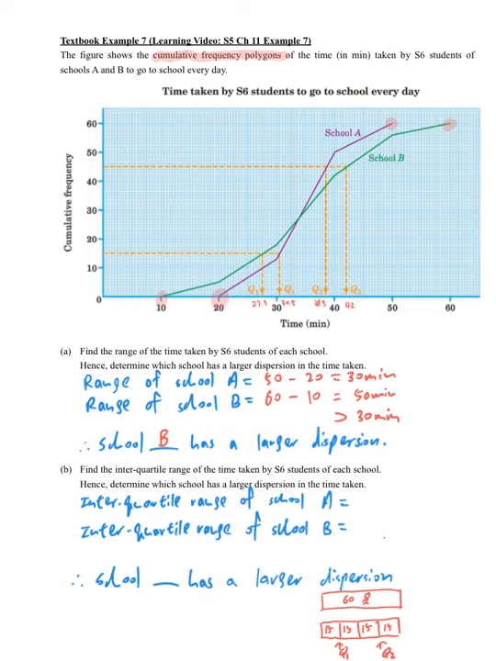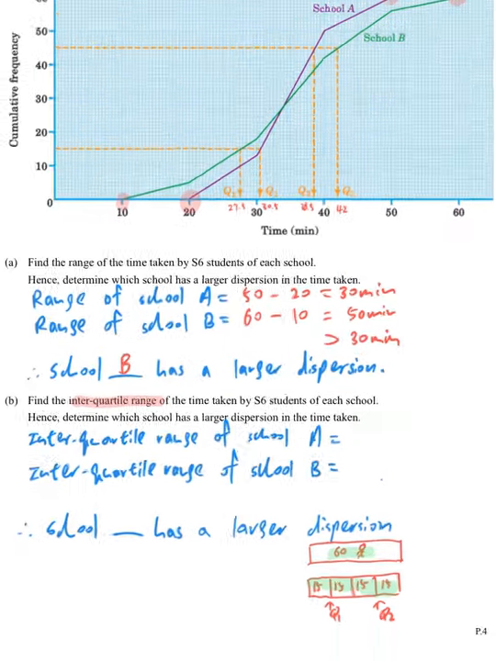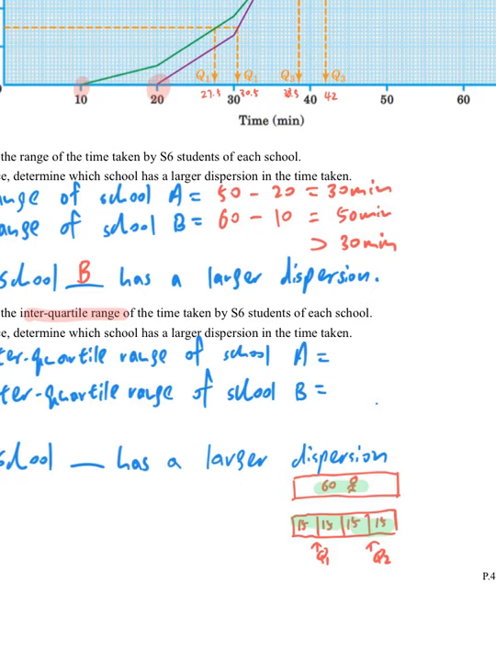After that, in part B, we are interested in the interquartile range of the two schools. To find the interquartile range, we divide the 60 students into 4 equal parts. For each part, there are 15 students. That's why we would like to find Q1 as well as Q3 to find the interquartile range here.